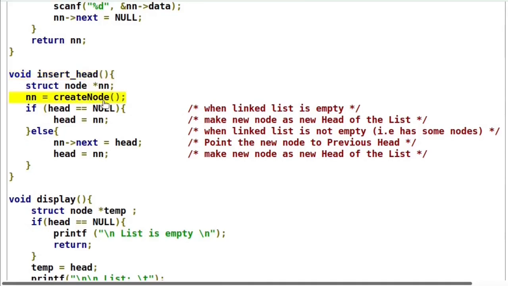The insert head function will call the create node function that will return the newly created node address. If head is null, meaning the linked list is empty, then our newly created node is the first node to be added in the list. So make the new node the head. If the list already has some elements, then add the existing list in the newly created node next field. So here we are placing the head address in the newly created node next field. Then update the head because the new node is added at the starting position of our linked list.